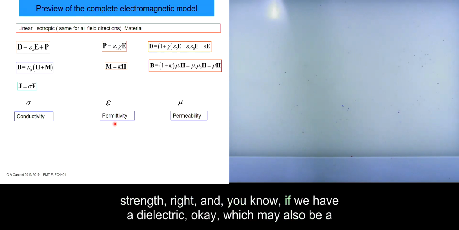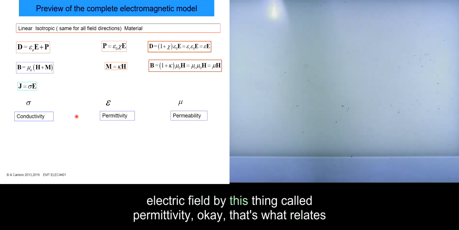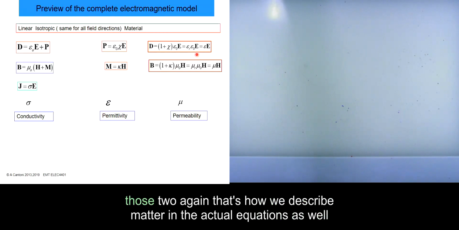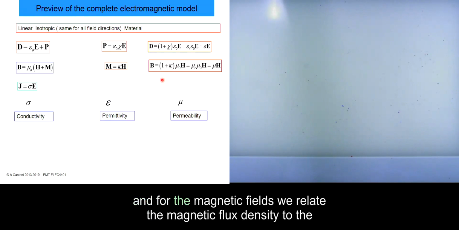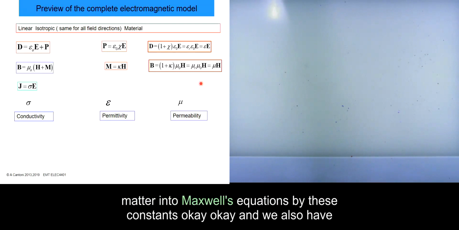And if we have a dielectric, which may also be a conductor as well, we relate the electric field flux density to the electric field by this thing called permittivity. That's what relates those two together. That's how we describe matter in the actual equations. And for the magnetic fields, we relate the magnetic flux density to the magnetic field by this permeability. So again, we're introducing matter into Maxwell's equations via these constants.